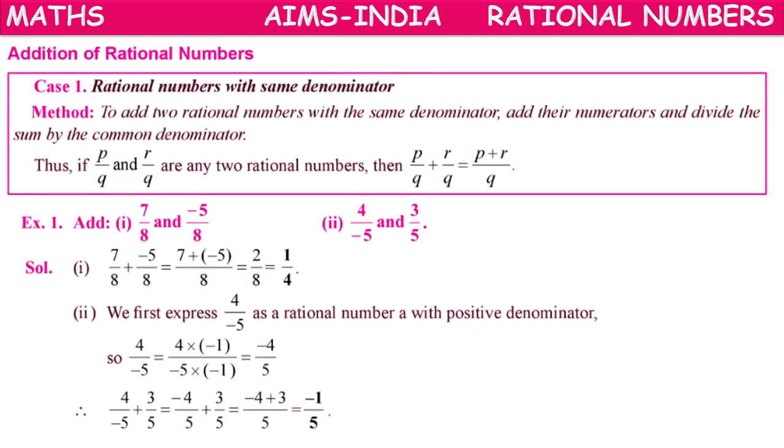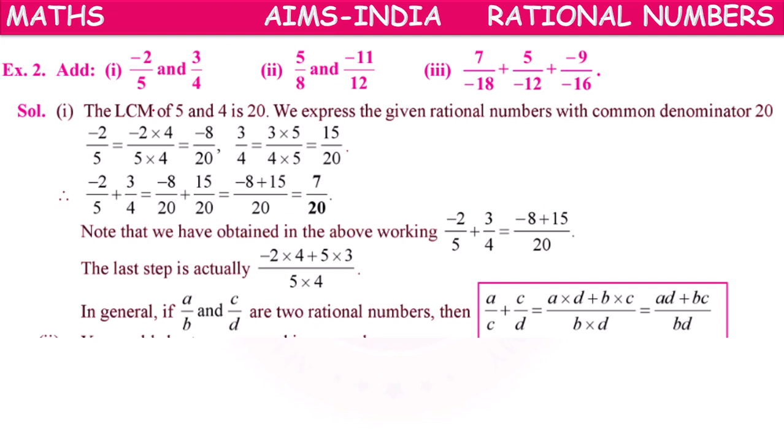Next. Add minus 2 by 5 and 3 by 4. Here, this is the second case. Here the denominators are different. Here the denominator is 5, here the denominator is 4. The denominators are different. So how to add them?